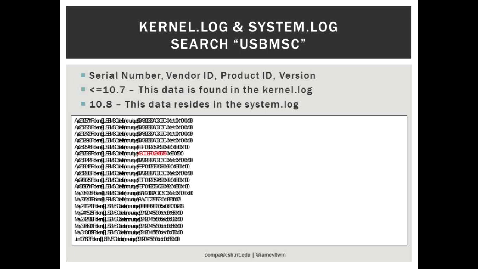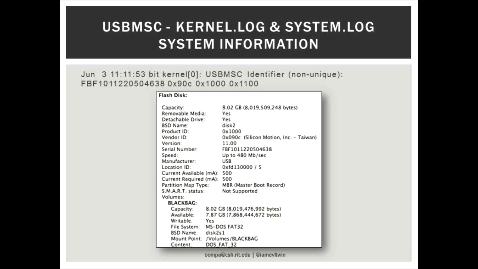And as I mentioned before, previous to 10.8, the data is found in the kernel.log. Now with 10.8, everything is found in the system.log. A little snapshot from the system information from a live system. So if you happen to be looking at a live system, you can see the mounted data here. We can see a little example of one of the events that I was describing before. So USBMSC identifier, non-unique, and a serial number that starts with FBF. We can see the three hex numbers after it, so the 0x90C, the 1000, and the 1100. These are all types of different product IDs, vendor IDs, and version numbers.